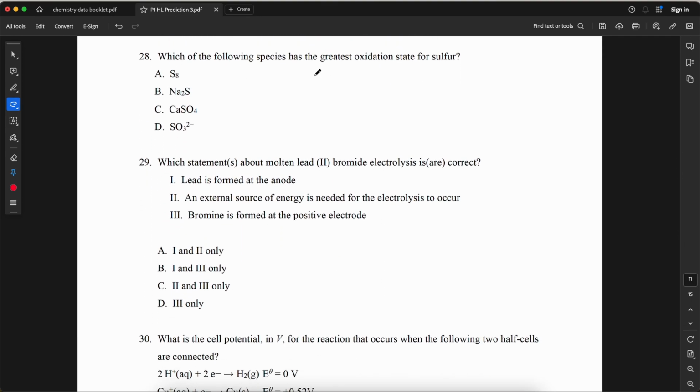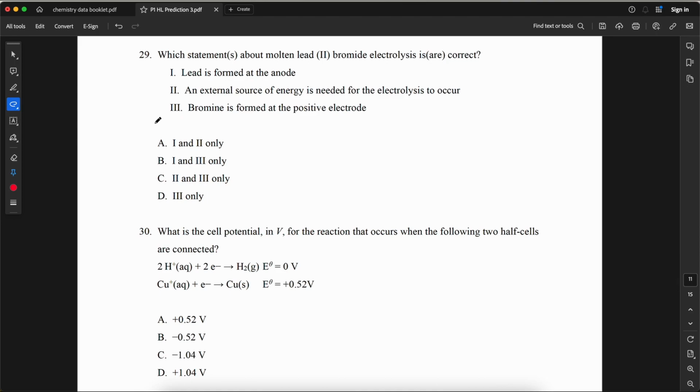Which of the following species has the greatest oxidation state for sulfur? For S8 as a free element, it's 0. Na2S, -2, +2, +1. CaSO4, +2, -8, so sulfur is +6. SO3 has sulfur at +4, because oxygen should be -2. So the answer is C.